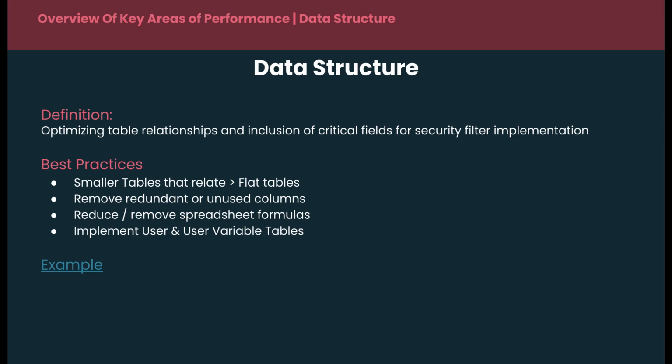And so we'll hit a couple different categories here, but at a high level, this is trying to normalize your data sets and include critical fields so that we can employ security filters that will then reduce the amount of data coming into an AppSheet app at one time.